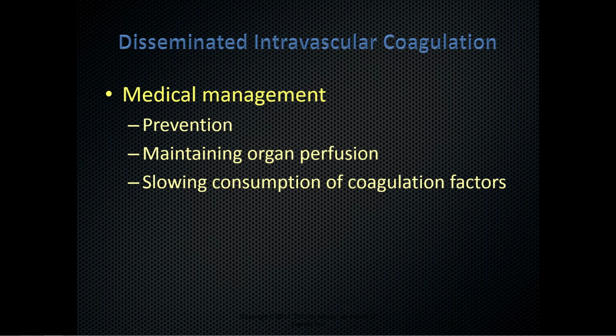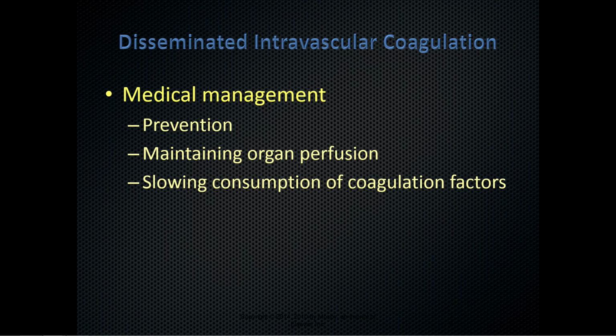Fibrinogen levels less than 100 milligrams per deciliter indicate the appropriateness of administration of cryoprecipitate. So that is one of the things that we do to medically manage these patients. So if the fibrinogen level is less than 100 milligrams per deciliter, then we will administer cryoprecipitate.